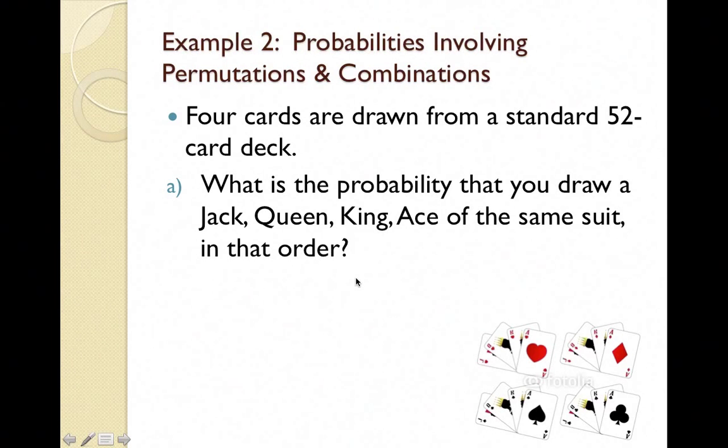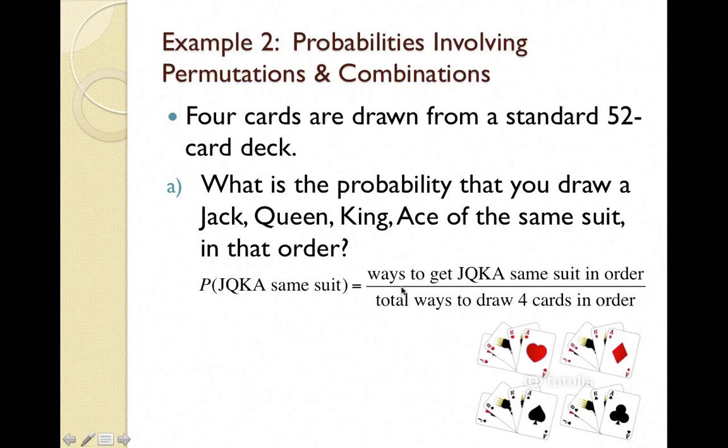So again, if we think about how to set up our probability, we need to know how many different ways can I get a jack, queen, king, ace of the same suit in order, and then put that over the total number of ways that I can draw 4 cards in order. So total ways of drawing 4 cards also in order.